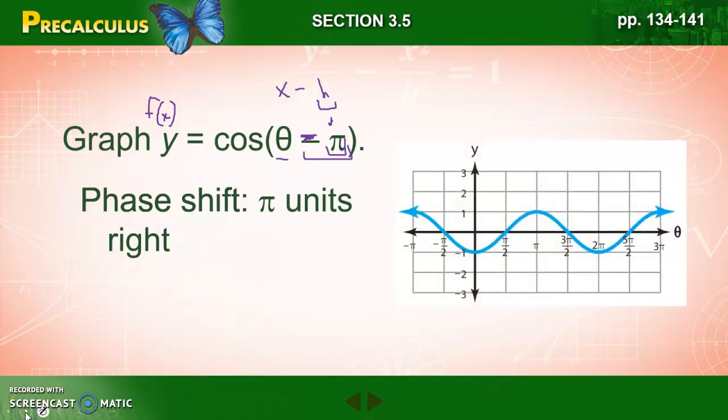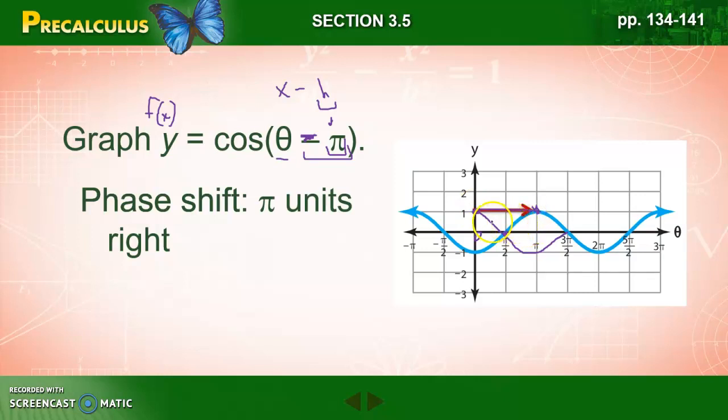Let's take a look at what that looks like on a graph. Knowing our cosine function, if you remember, our cosine function is typically at 0, it's up here at 1, and at pi over 2, it's at 0. Right? So our cosine function typically looks like this, going this direction. Again, our zeros are still the same. But all we've done is shift that pi units to the right. So now, instead of having cosine equals 1 at 0, we have cosine equals 1 at pi.